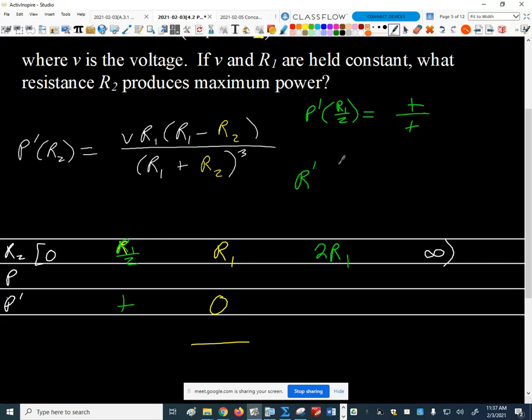What about at 2R1? So I'm going to get a positive constant times R1 minus 2R1, which is going to give me negative R1 on the top. So I'm getting negative over my positive denominator. That's an overall negative sign. And so look what we get. That's our maximum for power. Pretty amazing, huh?